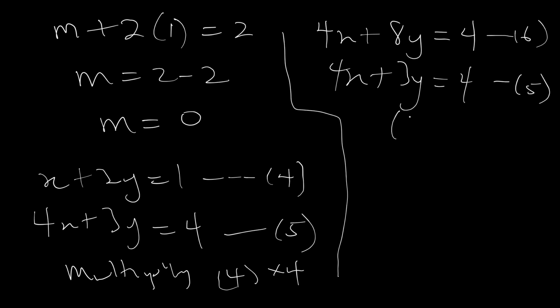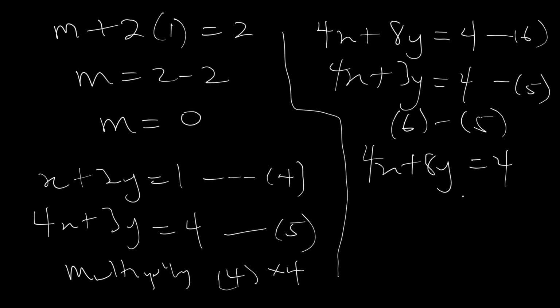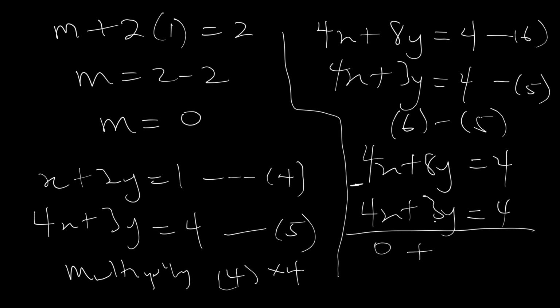So when we subtract equation 4 from equation 5, we have 4x plus 8y is equal to 4, and 4x plus 3y is equal to 4. Now 4x minus 4x is 0, plus 8y minus 3y is 5y, is equal to 4 minus 4 is 0. So when we divide both sides by 5, and here by 5, our y will be equal to 0.